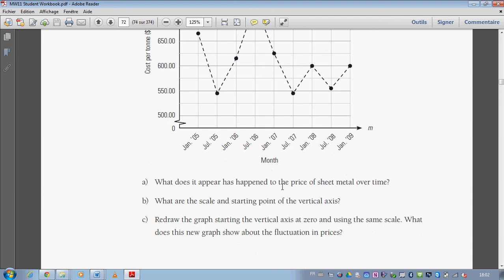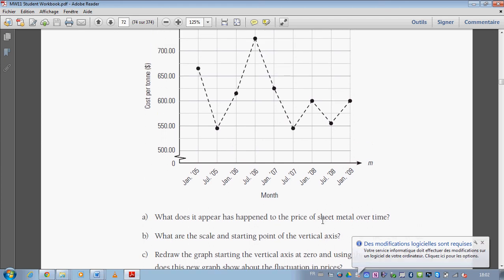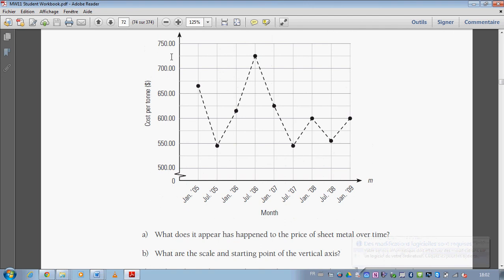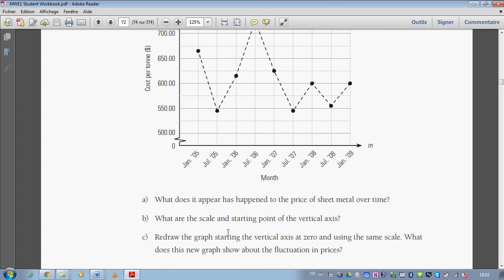So what does it appear has happened to the price of sheet metal? I answered that one. Looks like it was fluctuating a lot. What are the scale and starting point of the vertical axis? Well, the scale looks like it's going up by 50 each time, okay? But the starting point looks like it's at 500, and that's what's throwing this entire graph off, okay? Redraw the graph starting the vertical axis at 0 and using the same scale.